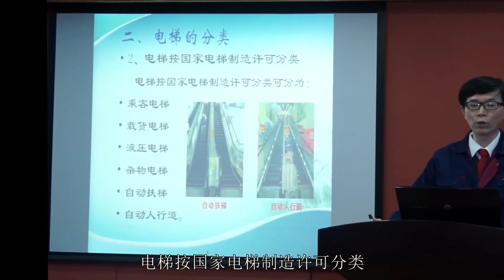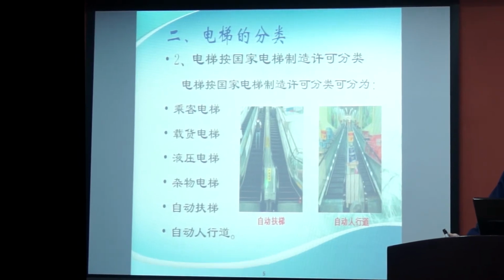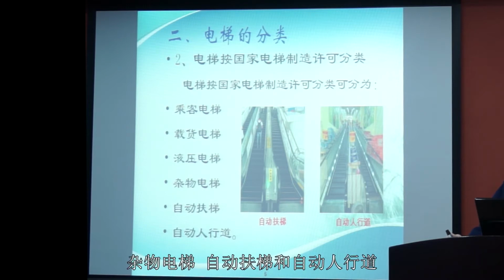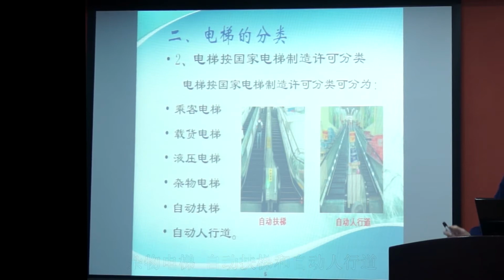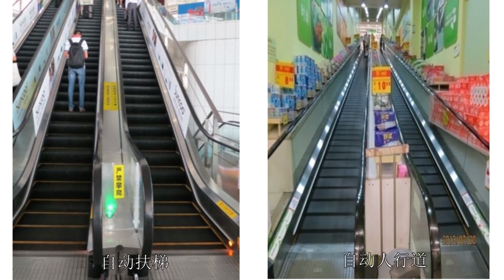The elevators are classified according to the National Elevator Manufacturing License: passenger lift, freight lift, hydraulic elevator, escalator, and automatic walkway. This is the escalator. This is the automatic walkway.